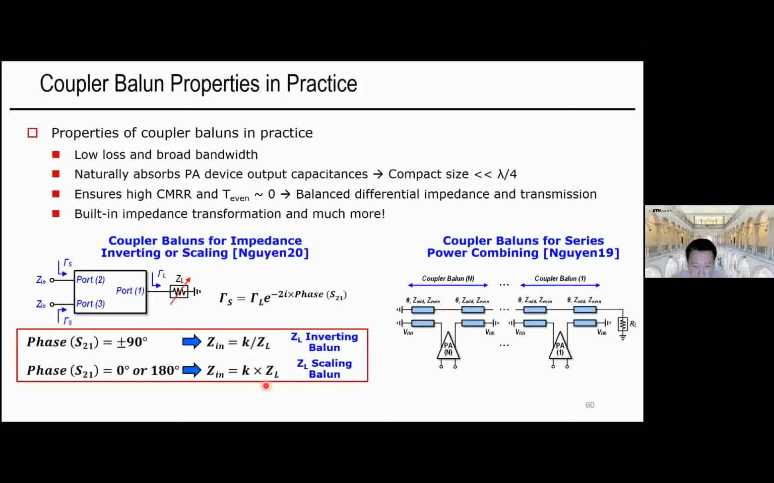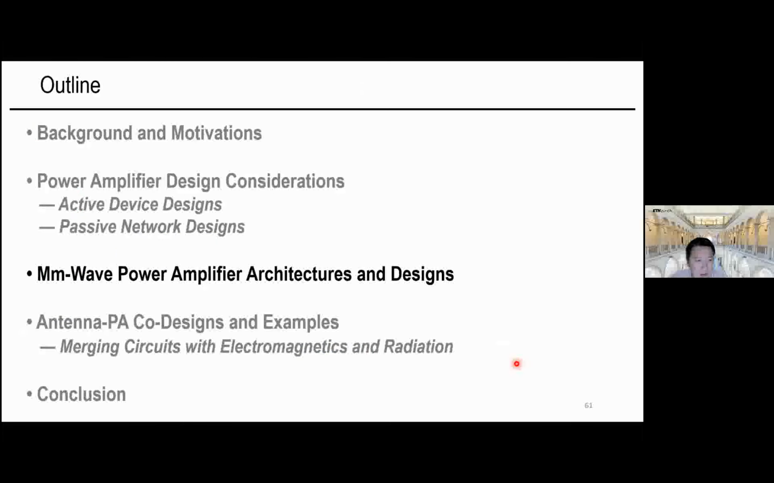These properties will be very useful to build advanced PAs, such as Doherty PAs or outphasing PAs at the higher millimeter wave frequency. Moreover, the coupler baluns can be cascaded and can serve as a series power combiner to further boost the output power, and I will show you one of the design examples later. I think this concludes the first part of the presentation. If there are any questions, I am happy to answer.